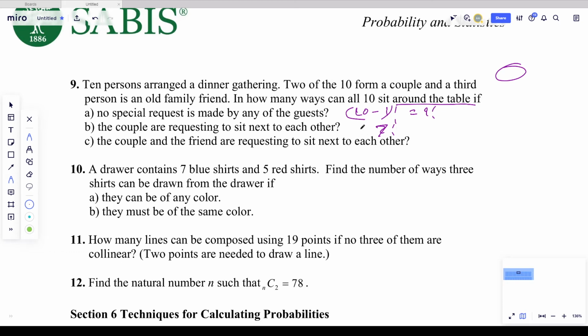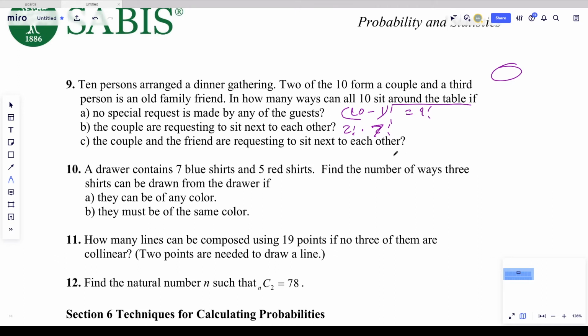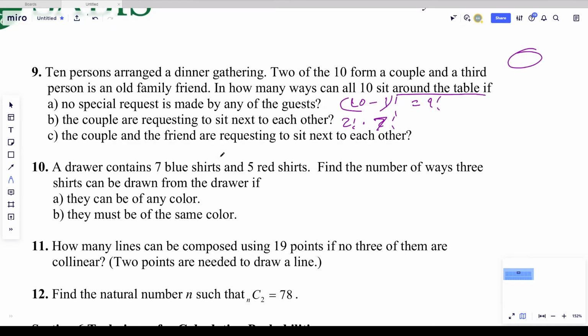So you arrange them among themselves, which is 2 factorial, or times 2. They're both the same because 2 factorial is 2, or logically you can either have left, right, or right, left. So either the husband on the right and the wife on the left, or the wife on the right and the husband on the left. The couple and the friend are requesting to sit beside each other.